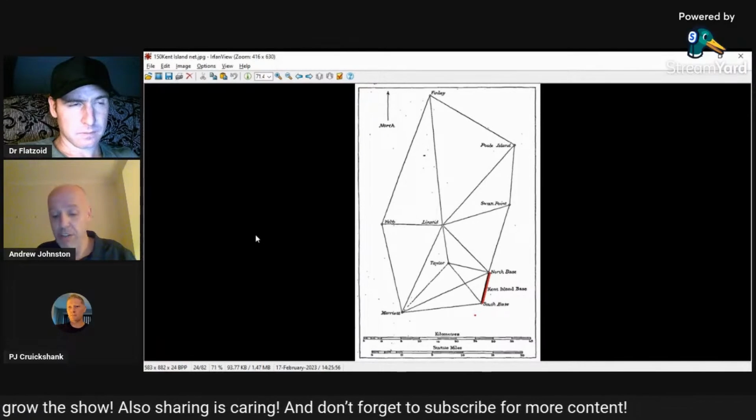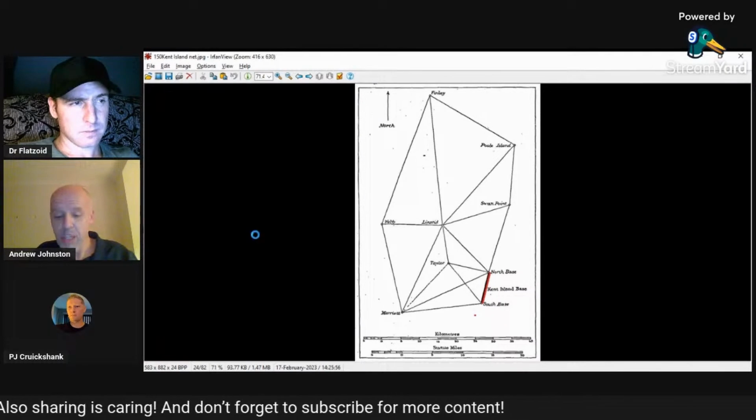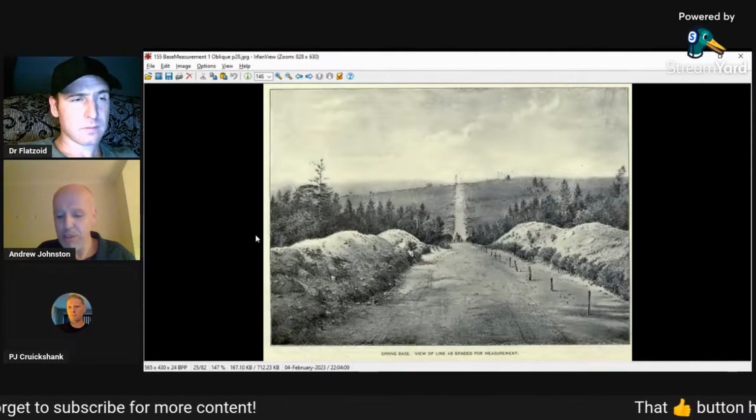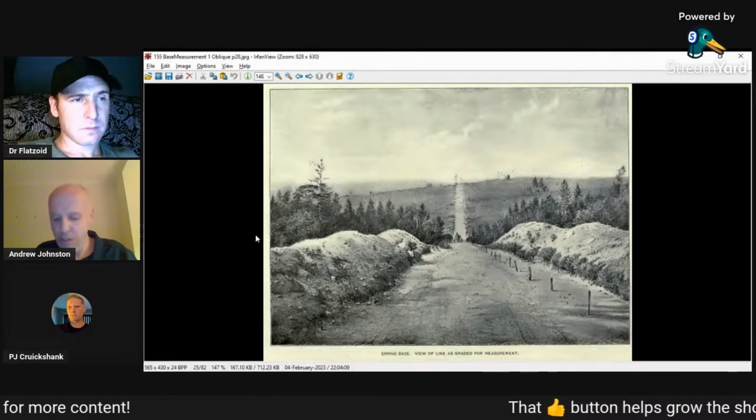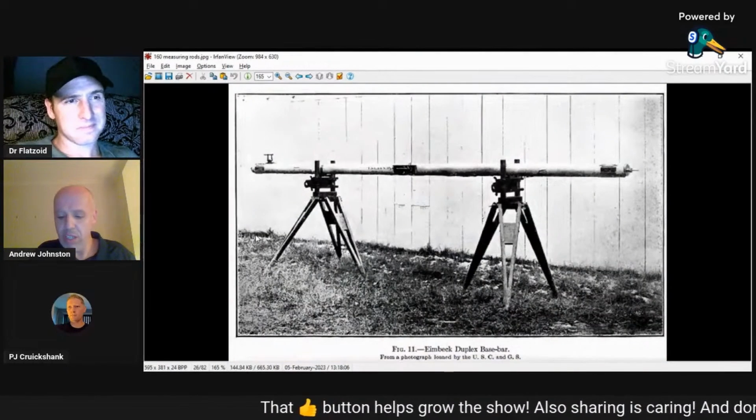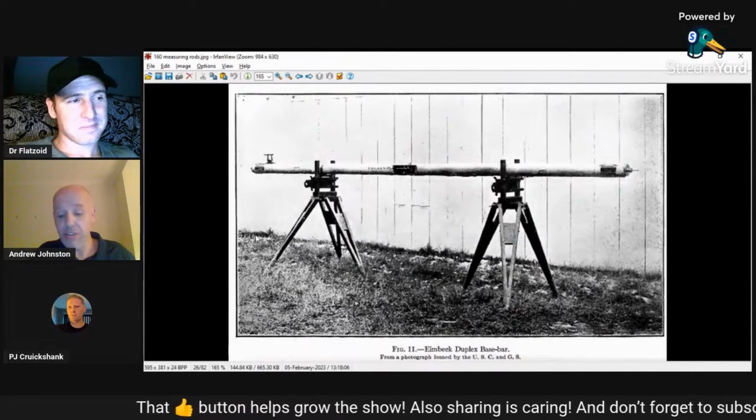Now, the measurement for each of these base stations took quite a bit of effort. They first had to clear a direct path between those 2 locations. Fair bit of effort there. And then using measuring rods, they would measure that distance.